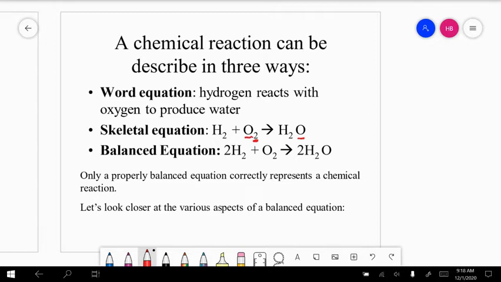The law of conservation of matter states that matter cannot be created nor destroyed. So any elements that you have going in the reactant side have to come out the product side. We cannot change the subscripts or how compounds actually occur. So what we need to do is add coefficients to balance the chemical equation. Only a properly balanced chemical equation correctly represents the reaction that's actually happening.